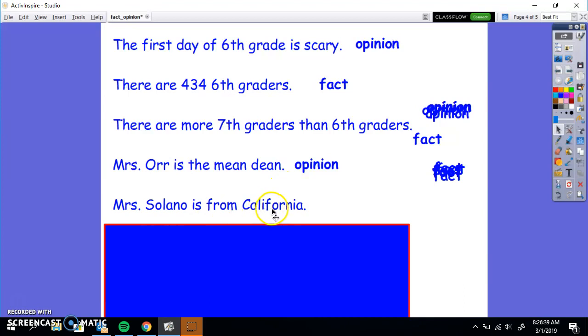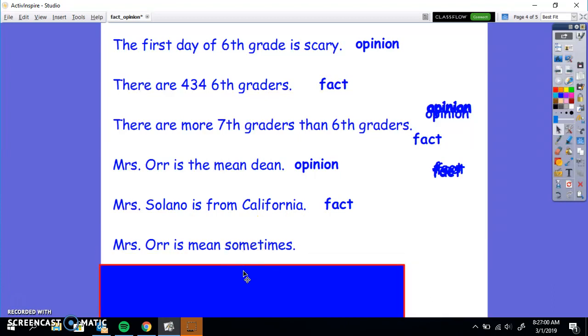Miss Solano is from California. So this is a fact. You could ask her, you could look at her driver's license, you could ask people that are in her family where she's from, and easily verifiable that that's where she's from.